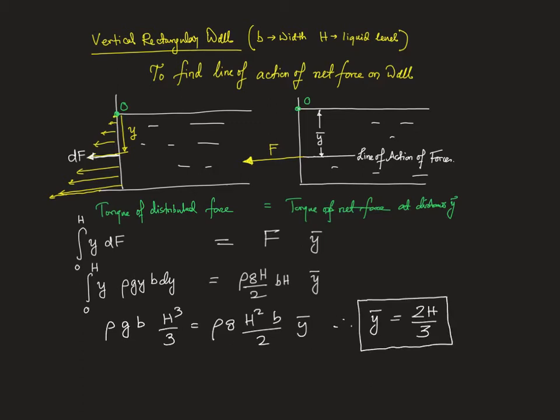That means the distance of the line of action of the hydrostatic force on the wall is at distance 2h by 3 from the free surface, or you can say it is h by 3 from the bottom.